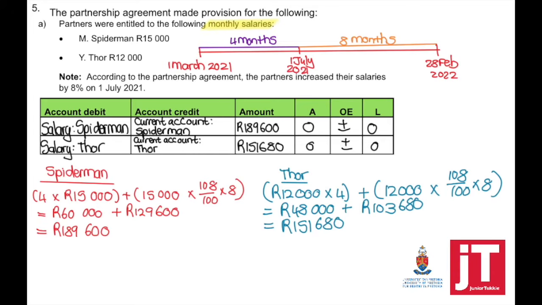So account debited: the salary of each partner. Each one has their own account. Why is it debited? This is an expense. Account credited: current account, Spider-Man, current account 4. This will increase their interest on their owner's equity. Because salary is an expense, that will also decrease the owner's equity.